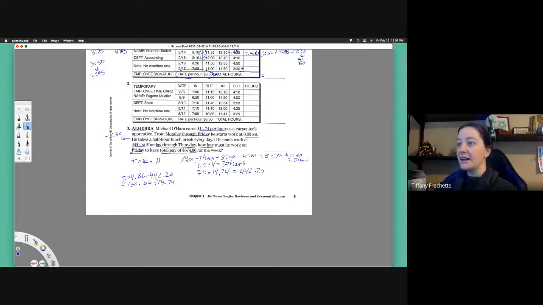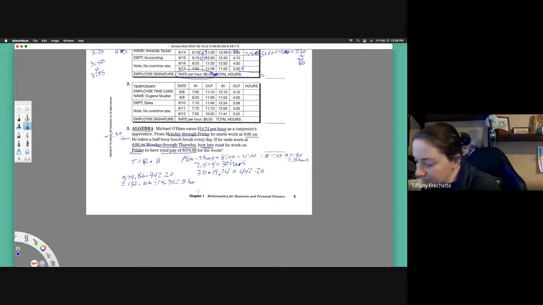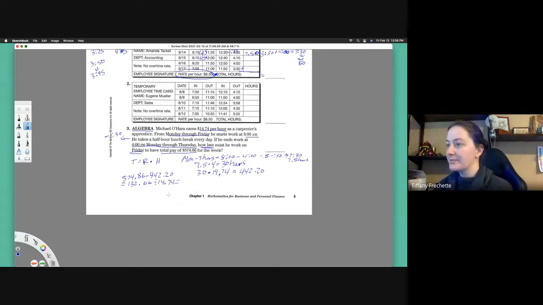So when we divide 132.66 by 14.74, we get 9 hours. I'm sorry, I'm writing the wrong part here. 9 hours. So we get 9 hours. He needs to work total 9 hours. He normally works 7.5 hours and he leaves at 4. So if he needs 9 hours, that's an extra hour and a half from how much time he works.